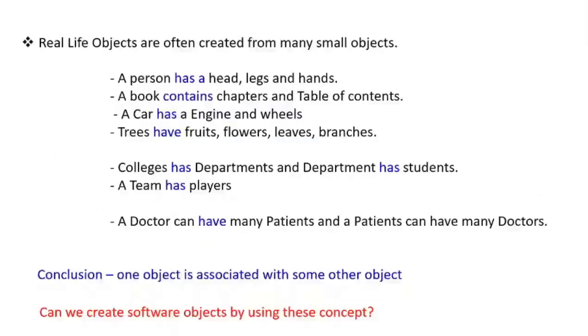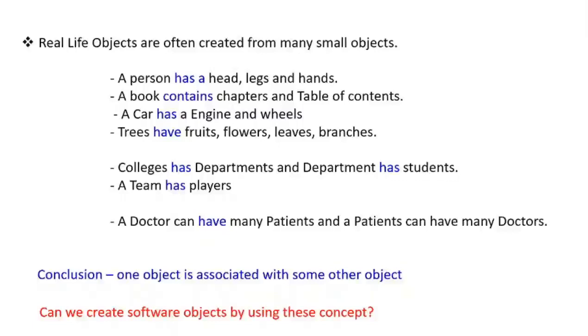So let us take a few examples of real life objects which are often created from smaller or simpler objects. The first example: a person has legs, a head, and hands. Here you can see that a person is a big, complex object which has been created out of head, legs, and hands as smaller or simpler objects. So what is the important part in this case? Here this is not an inheritance relationship. A person is not a head, a person is not a leg. But we can say a person has a head, a person has legs, and a person has hands.